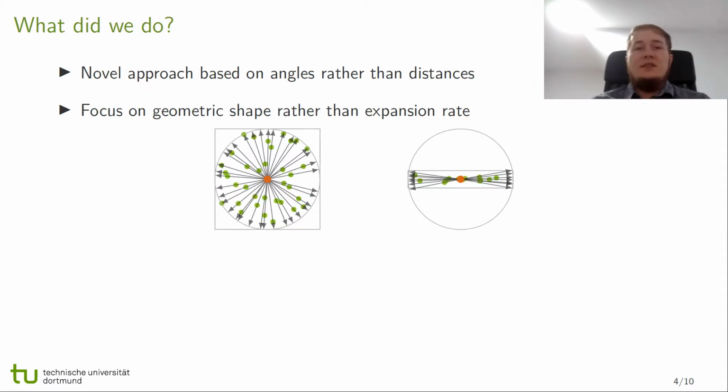Instead of distances as in correlation dimension, our novel approach uses angles, which is motivated by the observation that directions in local neighborhoods are dependent on the local geometry.